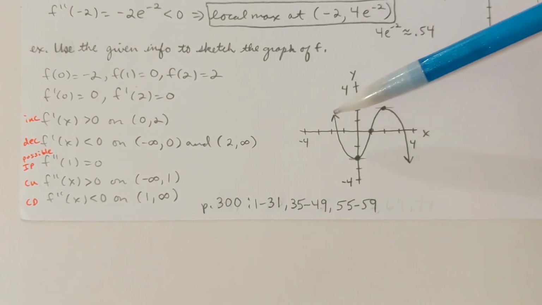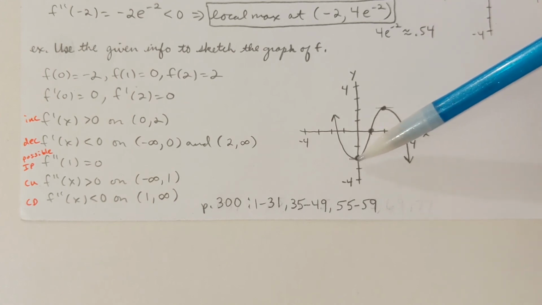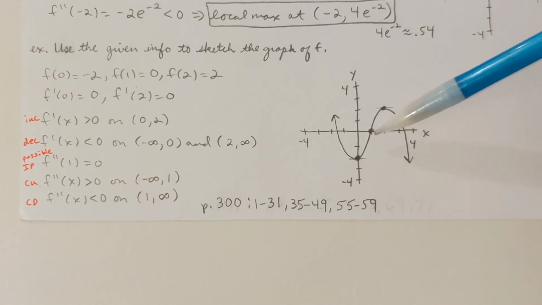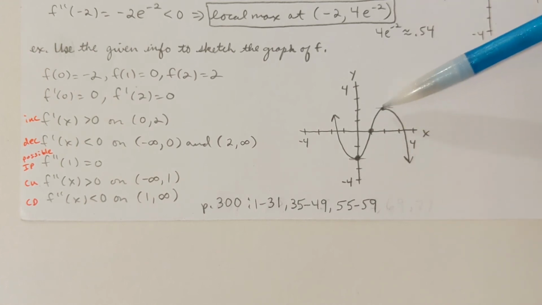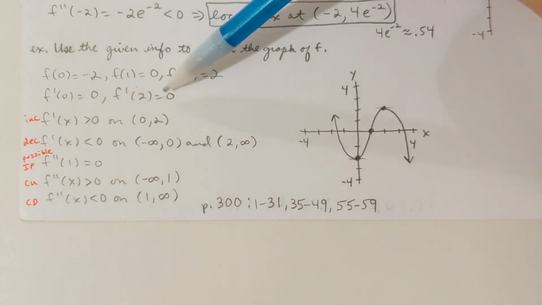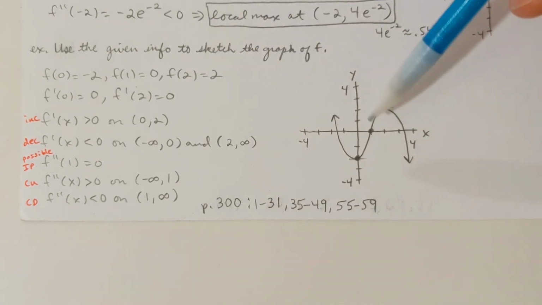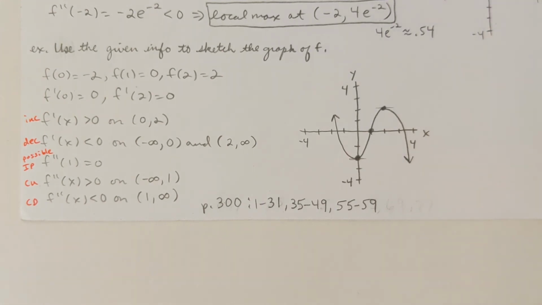Well, if I switch from decreasing to increasing, that's going to produce a min at this point, (0, -2). If I switch from increasing to decreasing, that's going to produce a max at this point, (2, 2). The slope of the graph at those two points is 0. That should make total sense to us because if I'm on the top of the hill or at the bottom of the valley and I draw a tangent line, it's going to be a horizontal line.